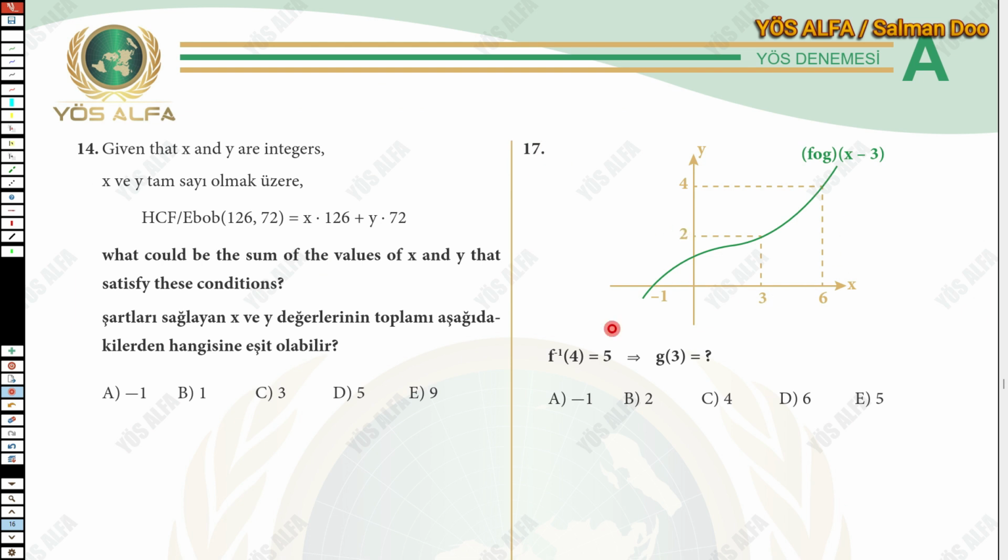17. The graph is given, and f inverse of 4 is 5. And g of 3 is asked. So to get a g of 3, we can add x is equal to 6. So we have f of g of 3 is equal to, when x is 6, this graph gives us 4. From here, g of 3 is equal to f inverse of 4, and f inverse of 4 is given as 5. So the answer is E.